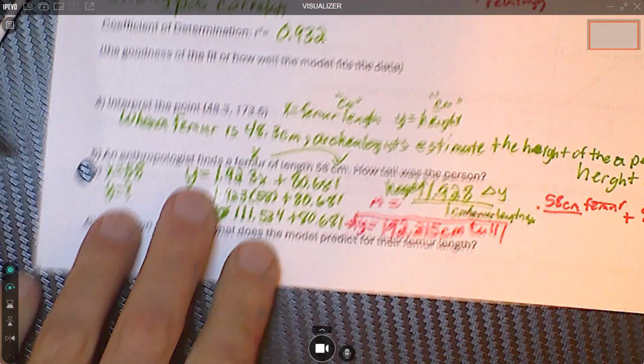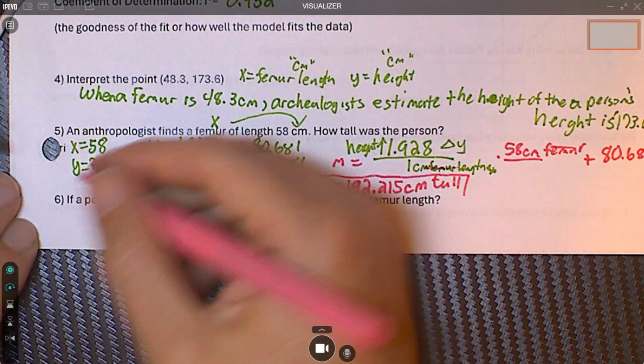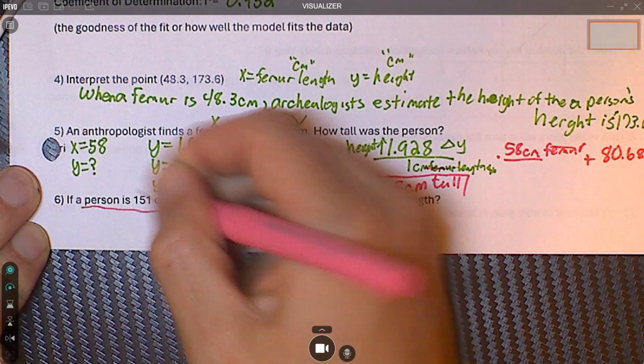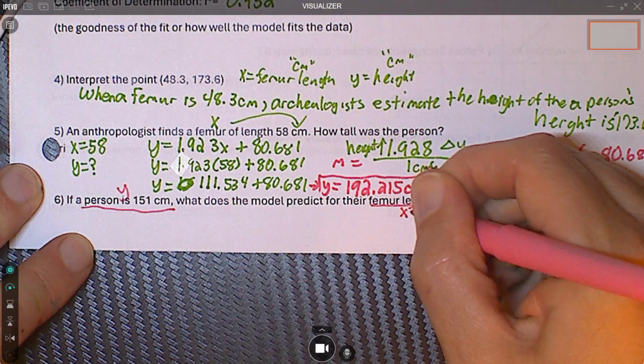If a person is 151 centimeters, so height is Y, femur length X.